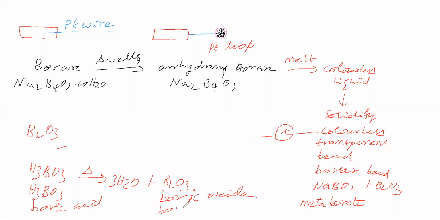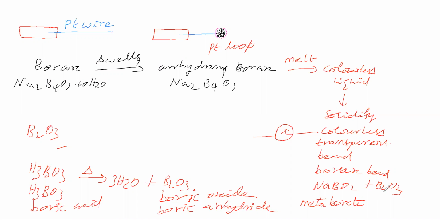It is also called boric anhydride. Why is it called anhydride? Because boric acid loses water molecules and becomes B2O3. It does not have water molecules, so it is called anhydride. It is from boric acid, therefore it is called boric anhydride. Another name is boron trioxide. So B2O3 is called boric oxide or boric anhydride.